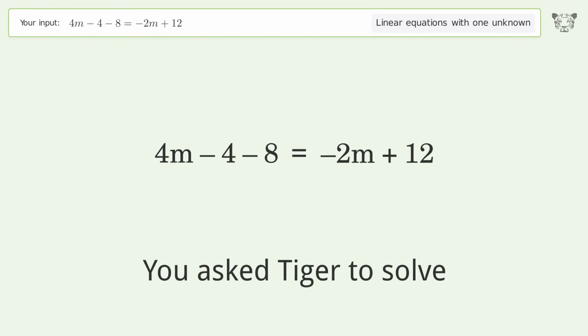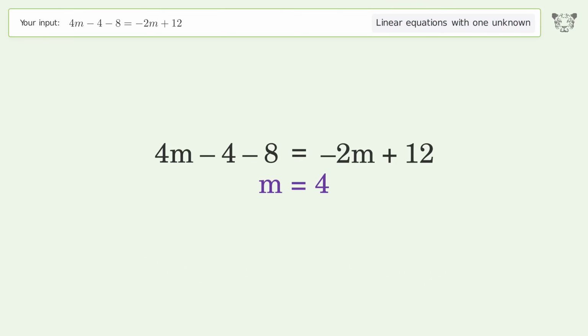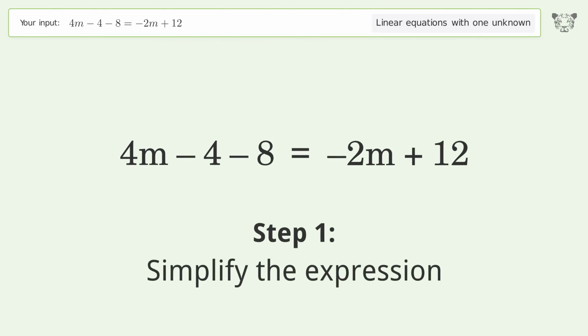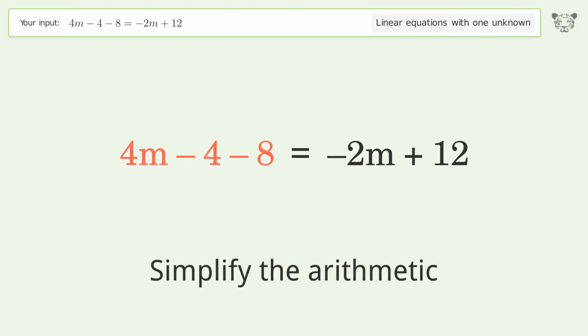You ask Tiger to solve this. This deals with linear equations with one unknown. The final result is m equals 4. Let's solve it step by step. Simplify the expression. Simplify the arithmetic.